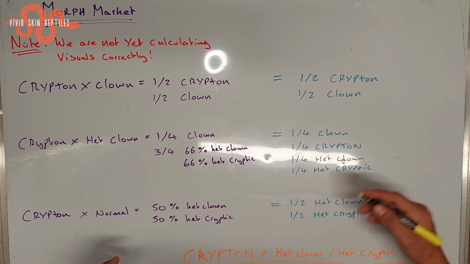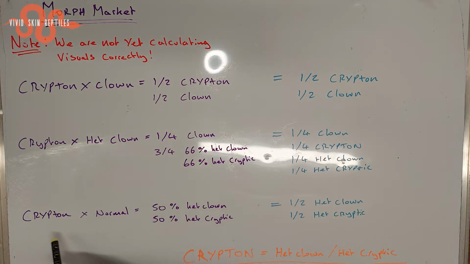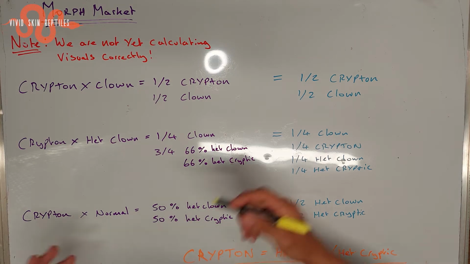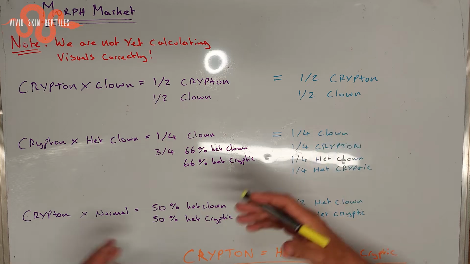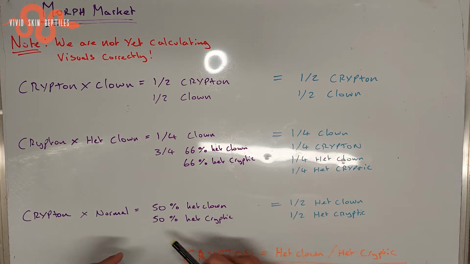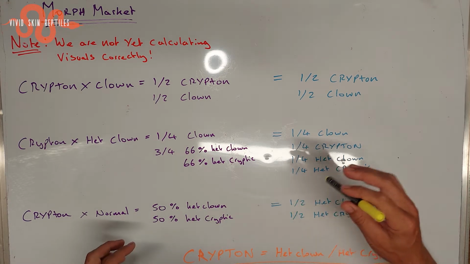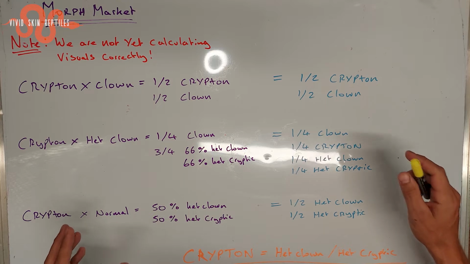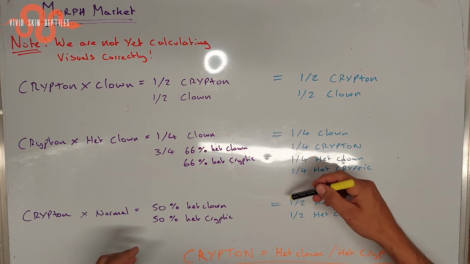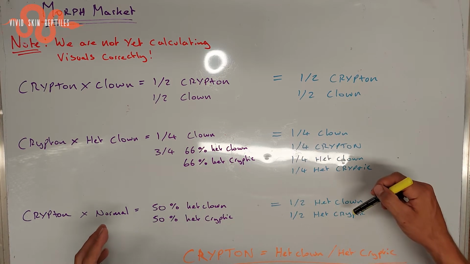difference between the two. Then the next one is a cryptic to a normal. So if you put a cryptic to a red stripe or something, you're trying to make some hets. On MorphMarket, it says 50% het clown, 50% het cryptic. I can see that that's kind of right. Essentially, everything will be 100% het. It will either be 100% het clown or 100% het cryptic.